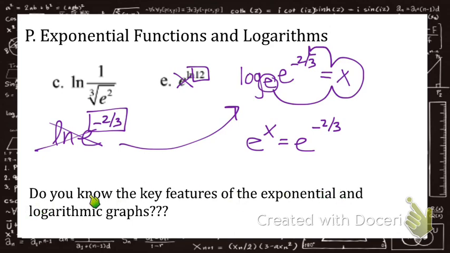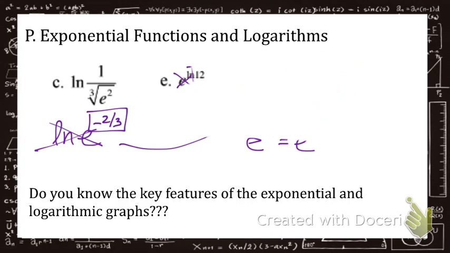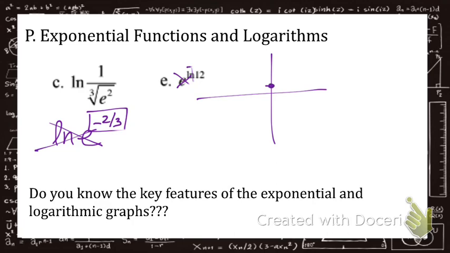The other thing I want to make sure you know is the key features of the exponential and logarithmic graphs. So I will quickly sketch those. I want to make sure that you know that the exponential function goes through the points 0, 1 and 1, e, and that it has an asymptote at y equals 0. So if I graph an exponential function, it looks like that.